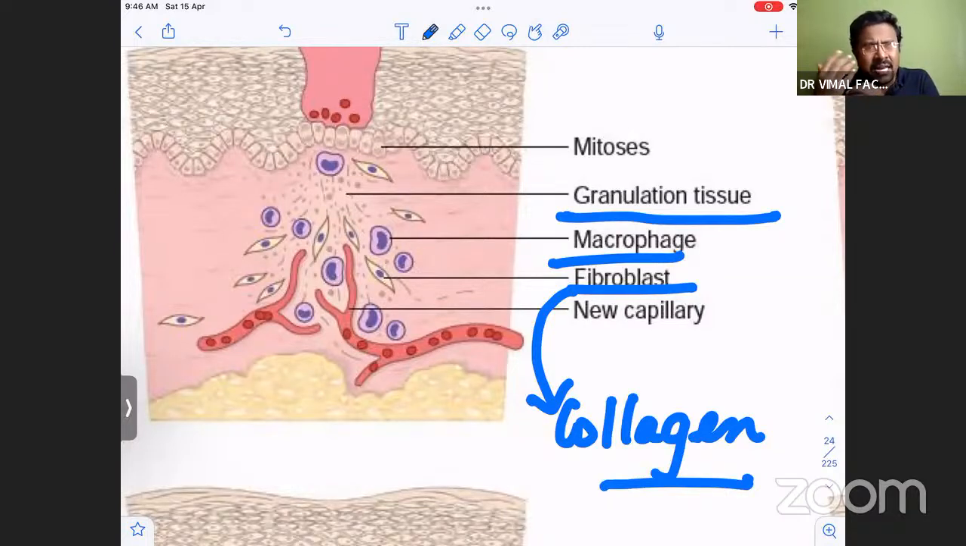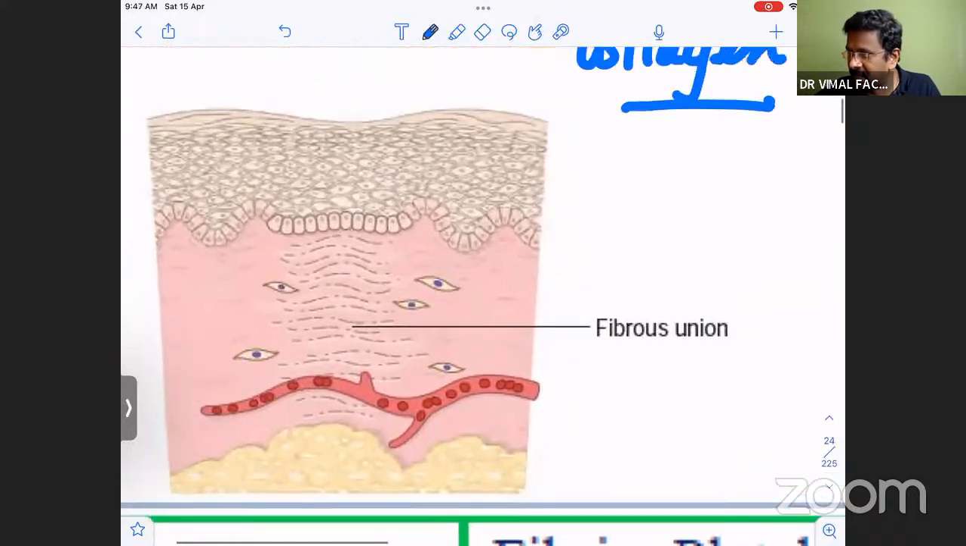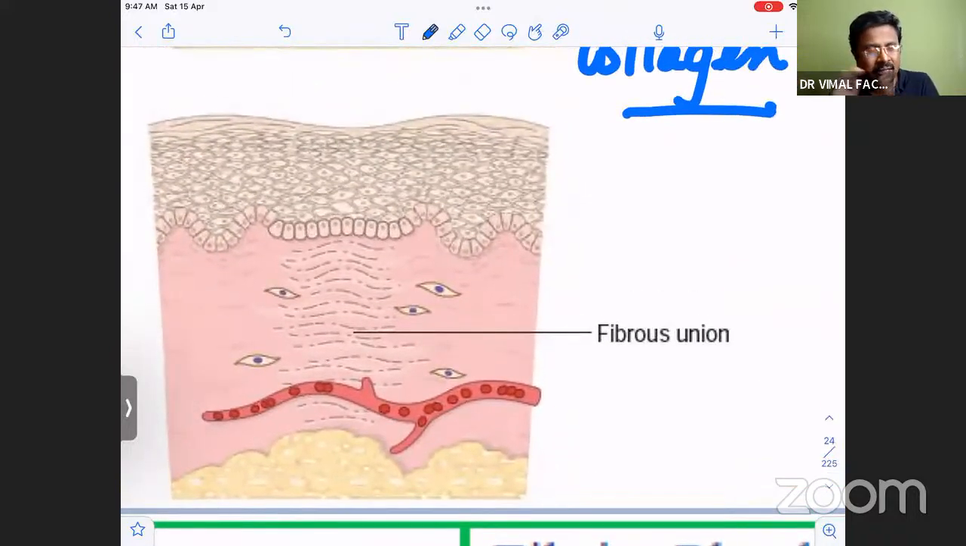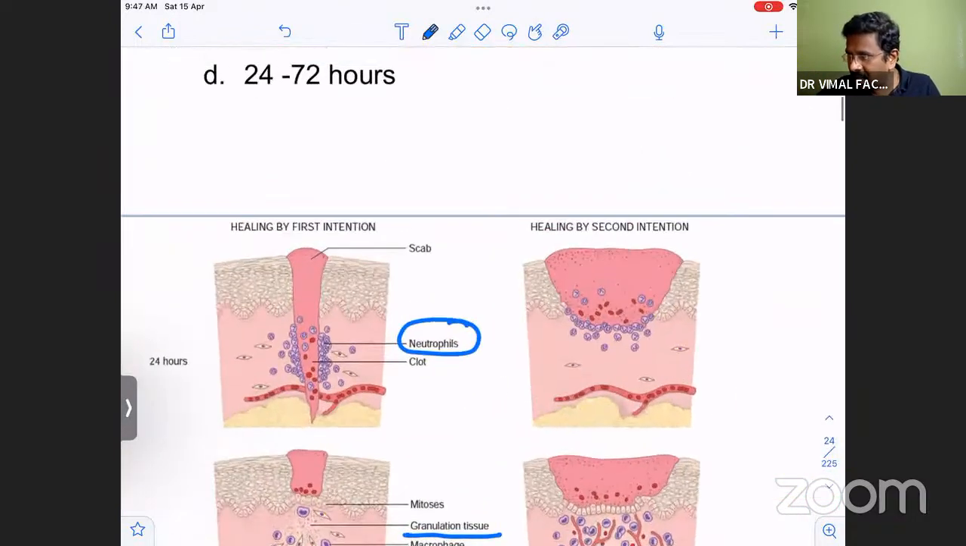Like any plant needs a water supply, similarly any tissue, to survive, needs a blood supply. That area was already damaged, dead and removed, so there was no blood supply. Now a new blood supply has to be established, and that process is called angiogenesis or neovascularization. New capillaries will be sprouting in that area. After some time, more scar tissue will be formed and there will be a fibrous unit. This is what happens in wound healing by both first intention and second intention.